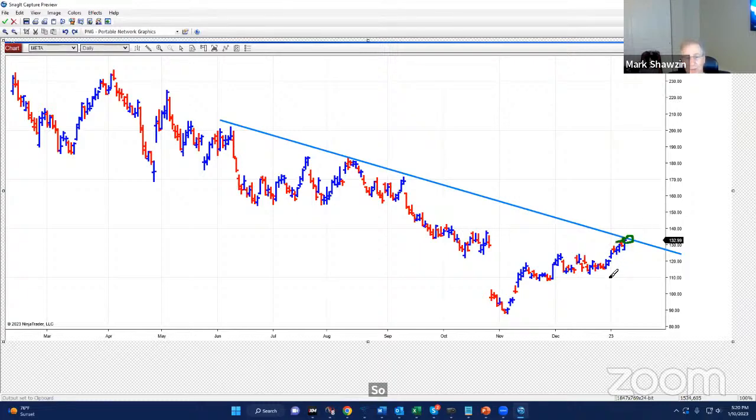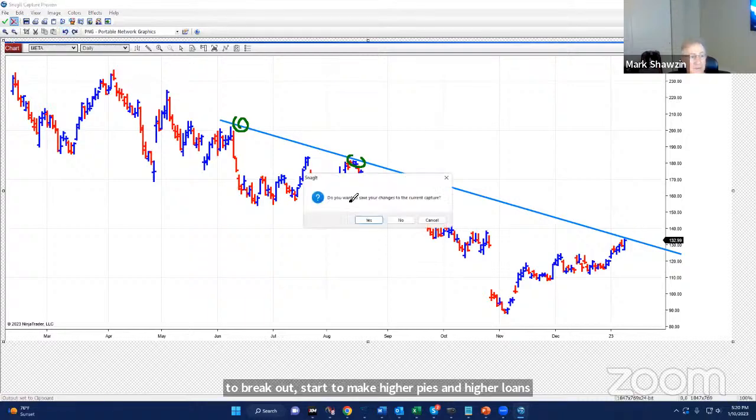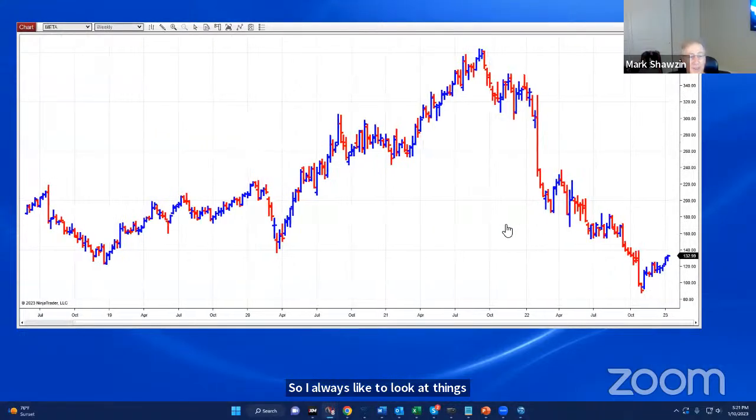It's right at this pivotal point, and the minute it starts going, a lot of people are going to start getting in this thing because it's starting to break out, starting to make higher highs and higher lows. So I always like to look at things on pretty long-term time frames.